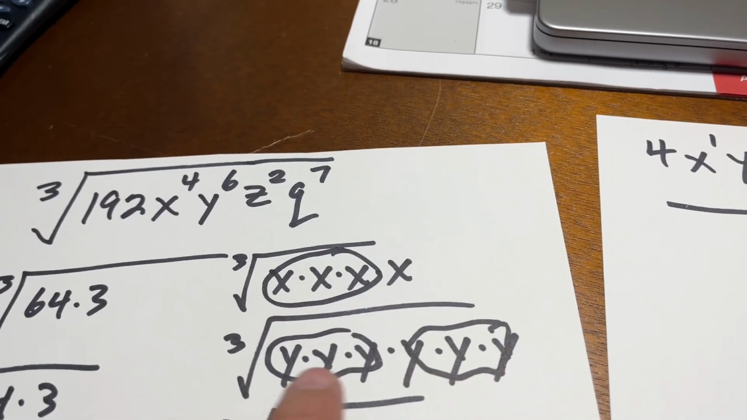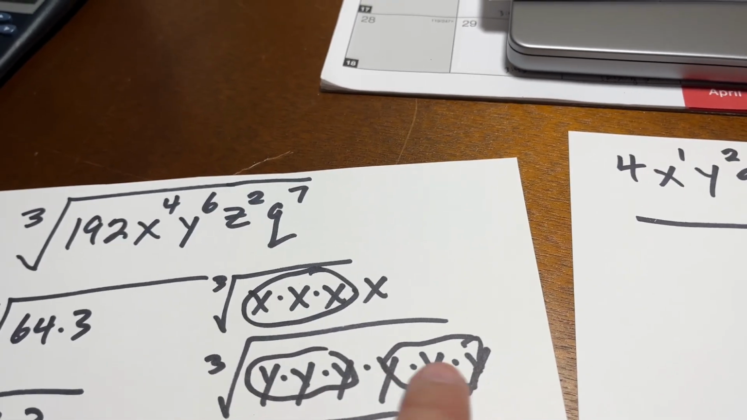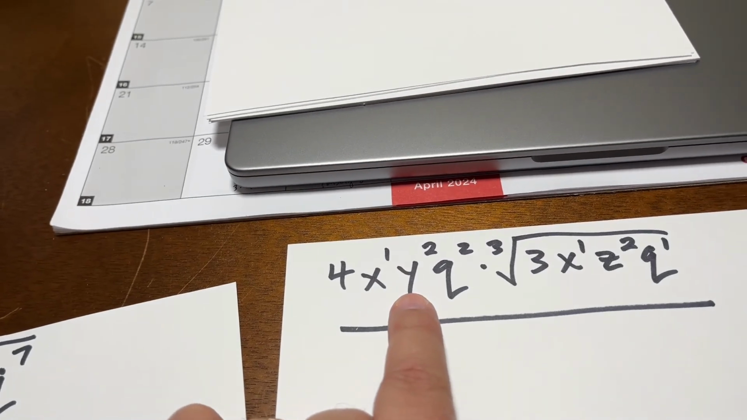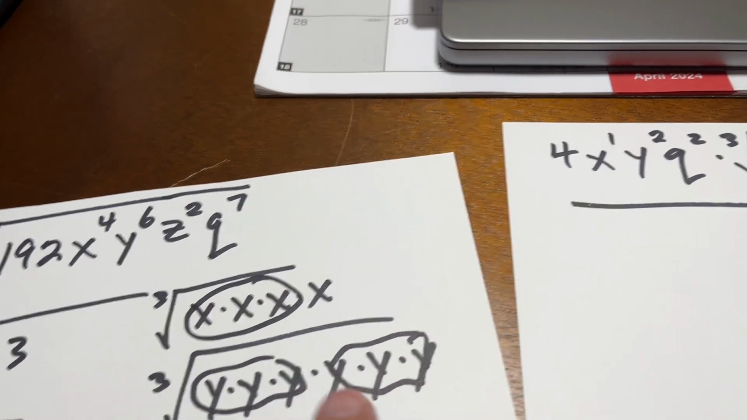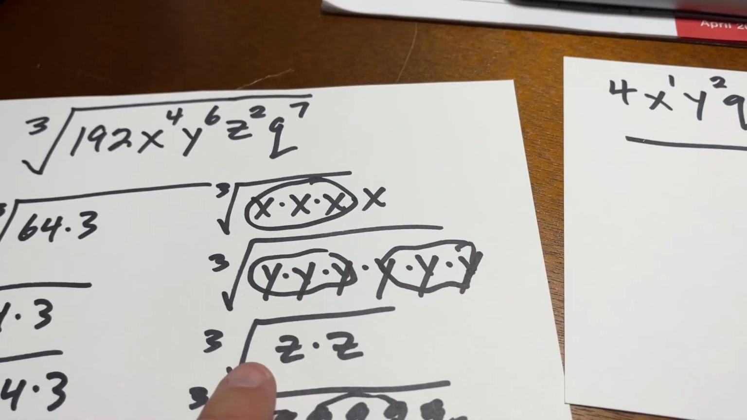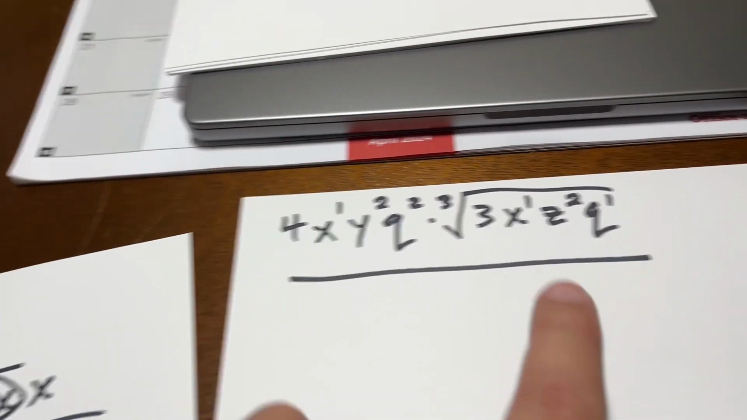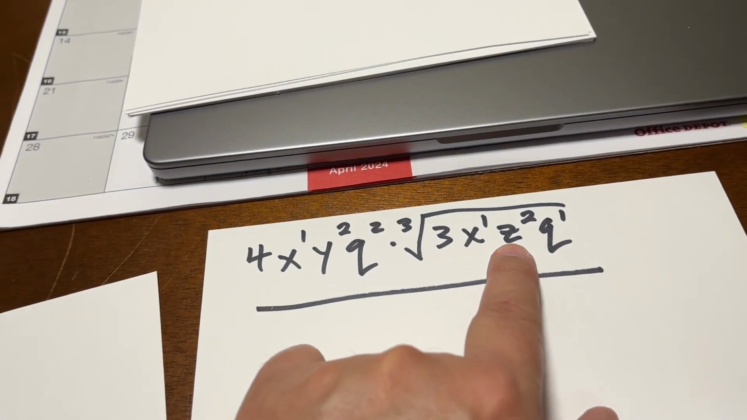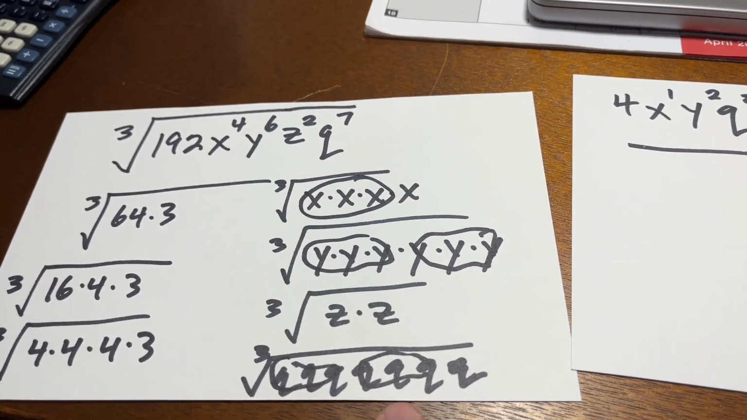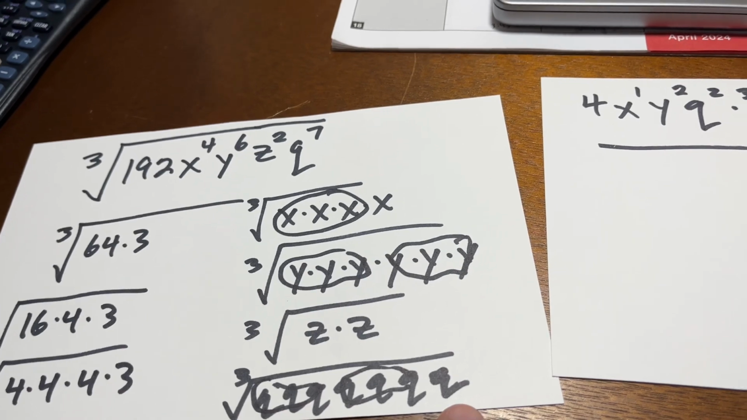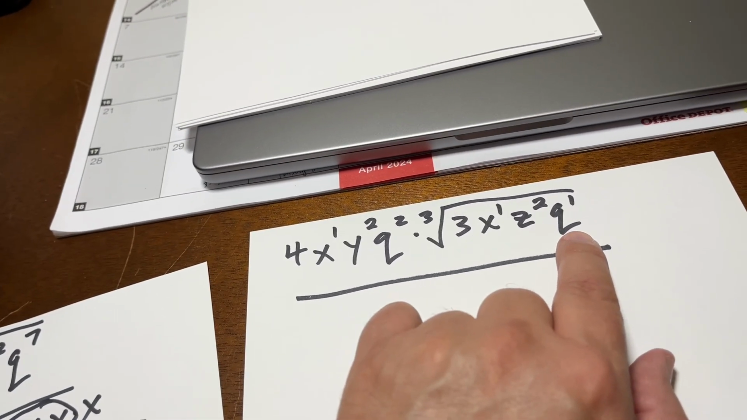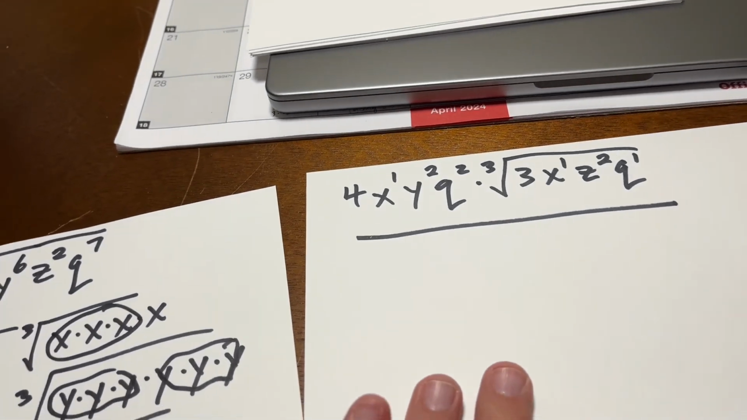Here I had 6 y's, but that's 3 of a kind there, 3 of a kind there. So I have 2 sets of y's, so that's y squared. And I didn't have any left over, so that's why I don't have any under there. And then for the z's, I don't even have 3 of a kind, so all of those are going to go under the radical, z squared. And then with the q's, I had a set of 3 here and a set of 3 here, so that's 2 sets of 3 with 1 left over. So 2 sets of q's with 1 left over. So that's my final answer.